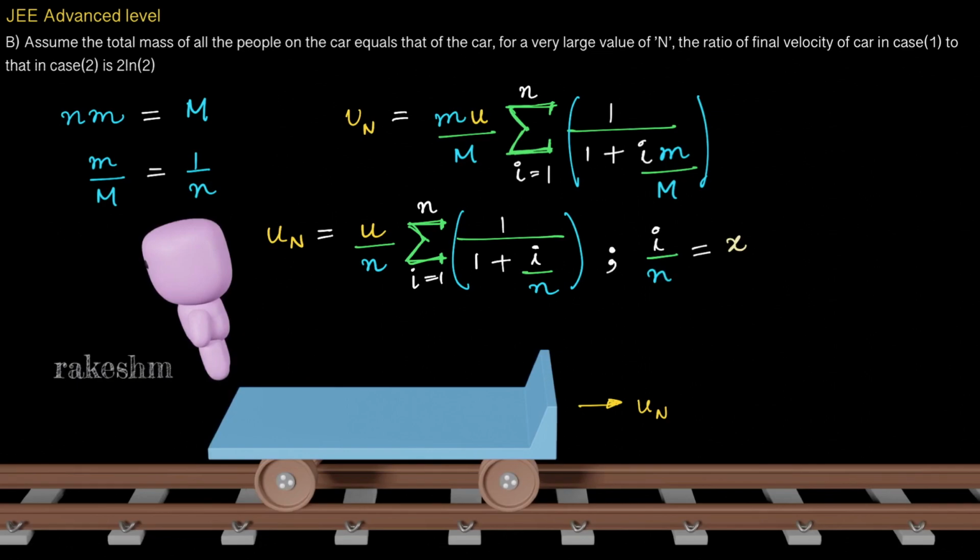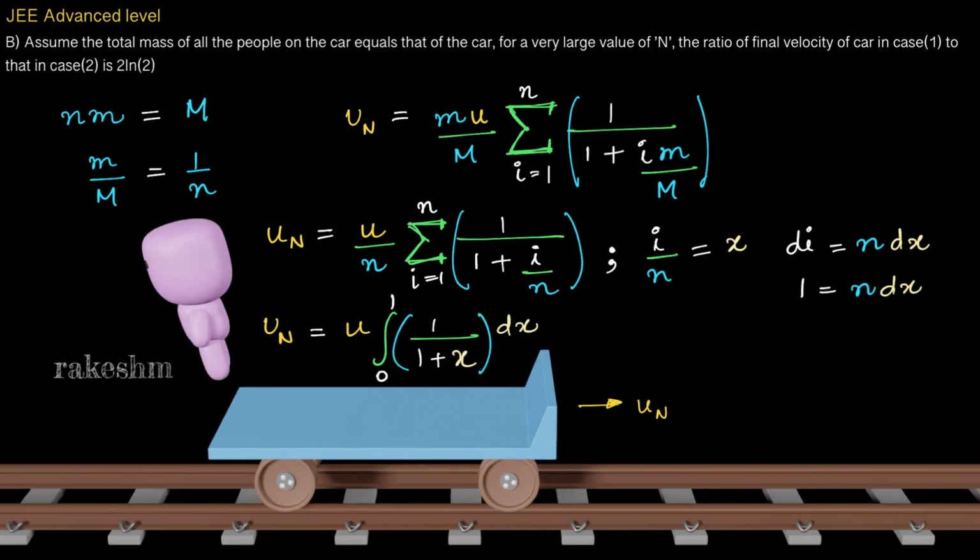In the next step, I am taking this i by n equal to x. So i by n equal to x. And next I am differentiating. I am writing di equals n dx. See, what I am doing is converting this summation here to an integral. So now I have converted this into an integral.